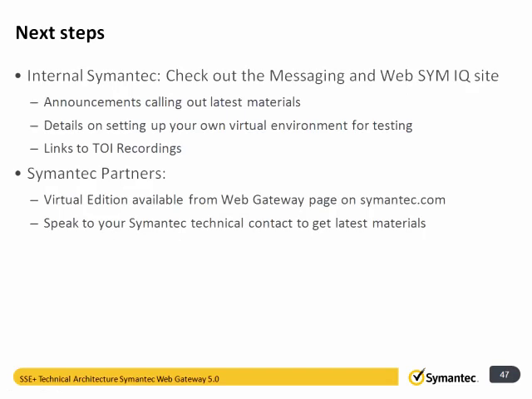In terms of next steps, for internal Symantec, check out the Messaging and Web SymIQ site. All announcements and the latest materials are posted there. For Symantec partners, try downloading the Web Gateway Virtual Edition, which should be available on the Symantec website. There's no better way to get your hands dirty than to do some testing and playing with the product. Also speak to your Symantec technical contact. They can put you in touch with the latest materials.